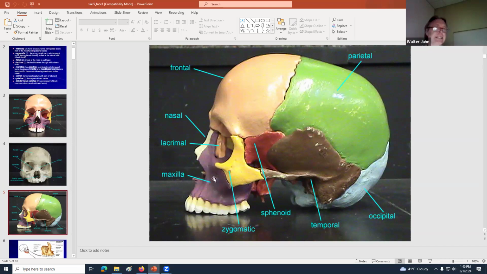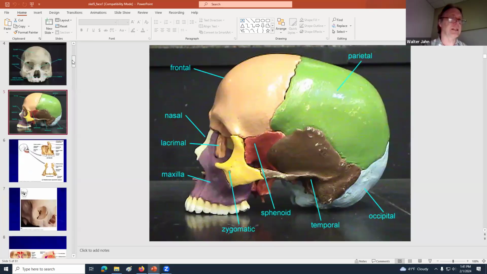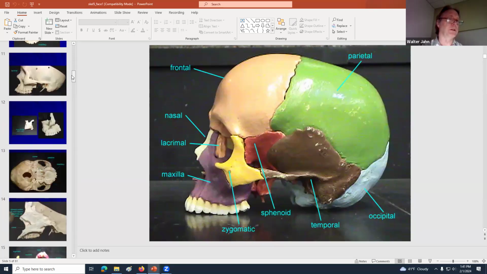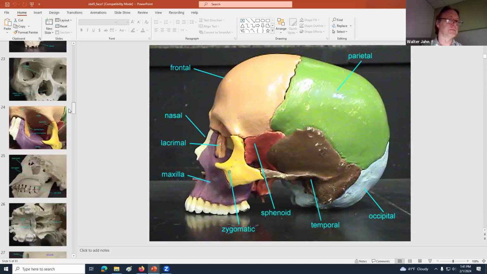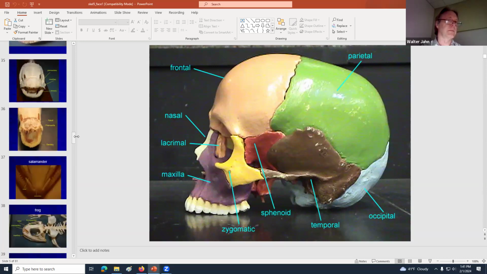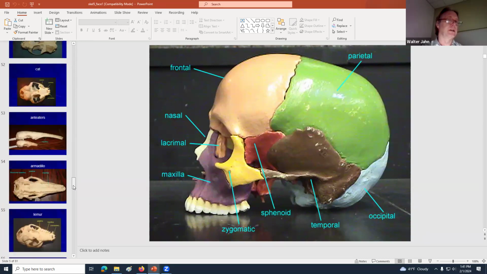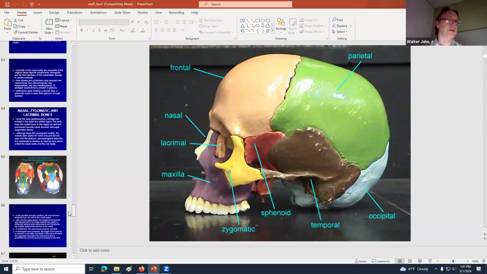It has a sinus. It helps to make up the hard palate along with the palatine bone behind it. That way the nasal cavity is separated from the food in the oral cavity. There's that lacrimal bone again. Your ancestors had a premaxilla, which we do not have anymore. And that leaves the lower jaw.